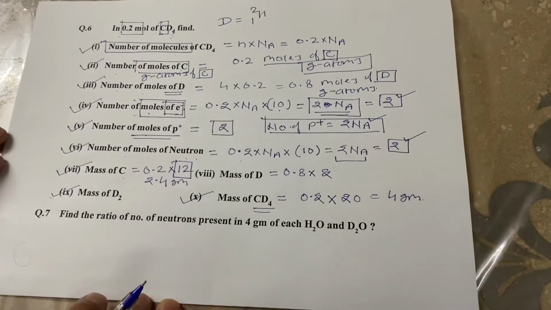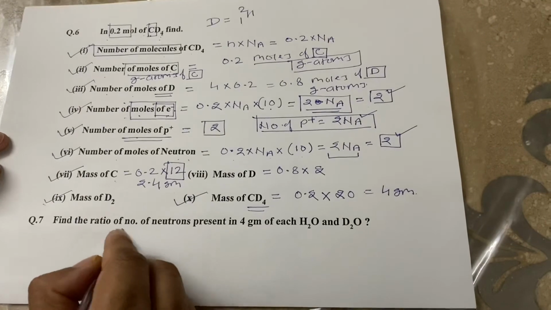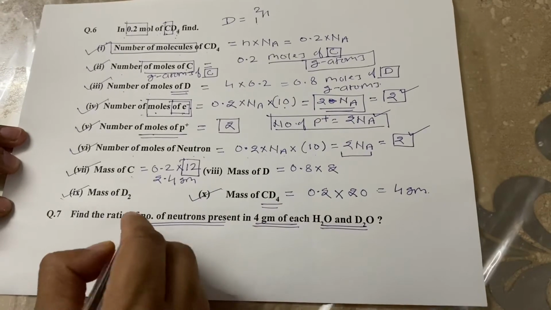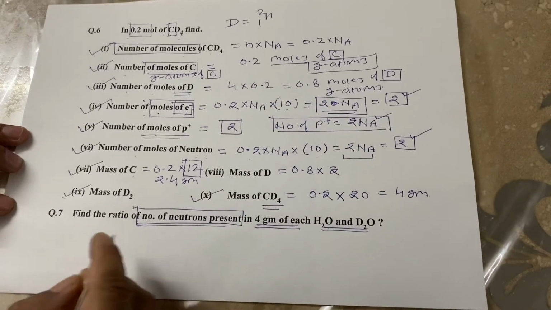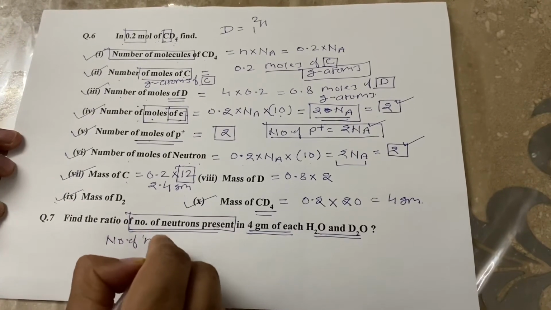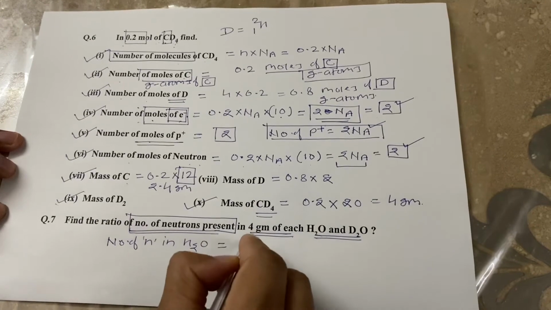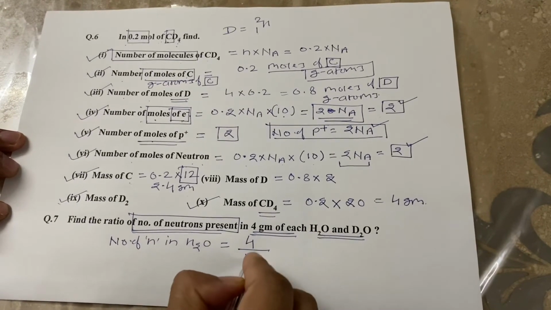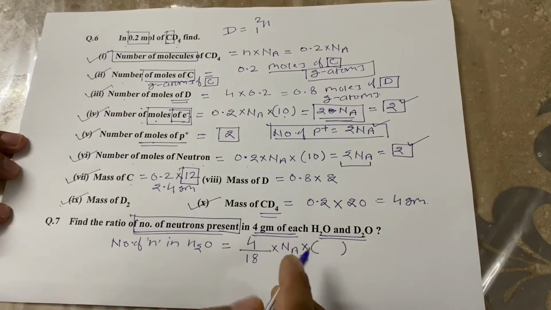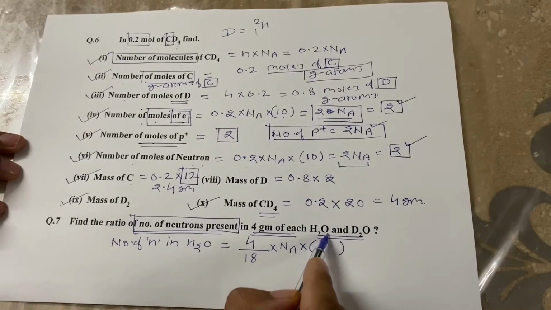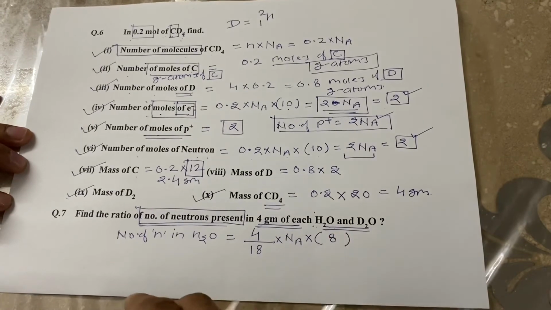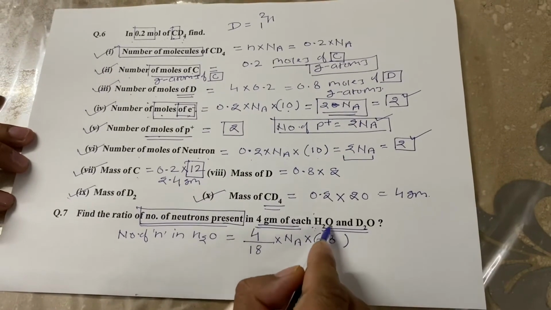Now one more question is to be discussed: find the ratio of number of neutrons present in 4 gram each of H2O and D2O. The number of neutrons is very obviously an entity. So the number of neutrons in H2O will be equal to 4 divided by the molecular mass of water into Na. Now we can calculate the number of neutrons in water: hydrogen does not contain any neutron, so it will be multiplied by 8. So the total number of neutrons in H2O will be 8.